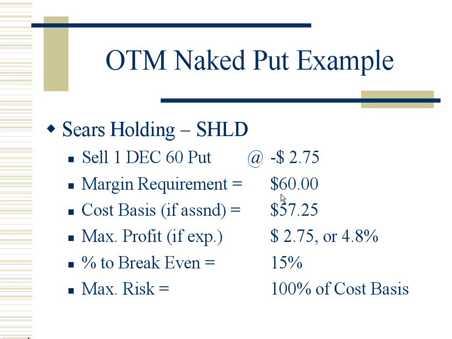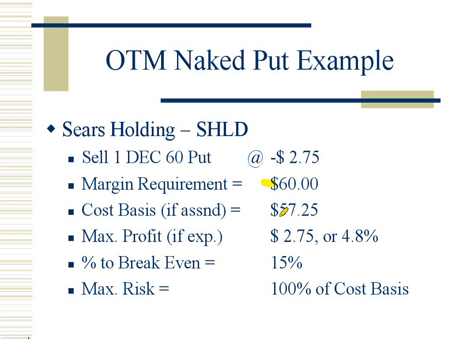But if that happened, if the stock dropped to 59 and I let the stock be put to me at 60, I still keep the $275 premium, so my cost basis is $57.25. This is slightly lower, isn't it, than that in-the-money covered call. The in-the-money covered call gave us a cost basis of $58.39. My maximum profit is $275, or 4.8% of my requirement. The percent to break even, this is how far the stock needs to fall from its current price, which is $60.